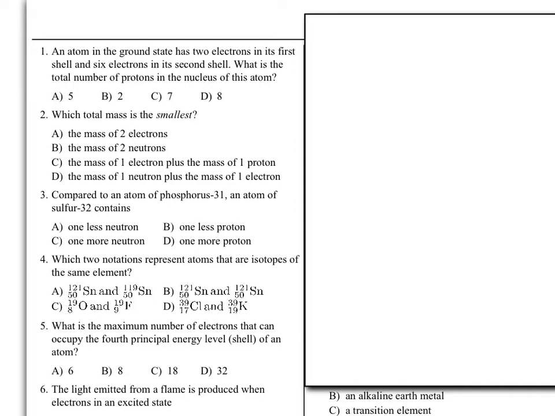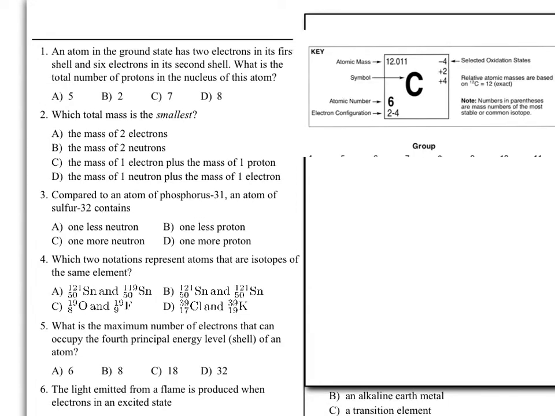Question number 4 asks us which two notations represent atoms of isotopes of the same element. So let's think about how isotope notation looks based on our periodic table. Based on our periodic table key, recall that we have the electron configuration, which sums to find the total number of electrons. We have the number of protons represented by the atomic number, and that's a bold number. And then we have the protons plus the neutrons, or the average number of protons plus neutrons, as the atomic mass.